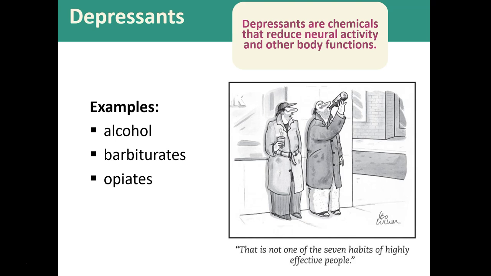I just want to mention that your book points out that there are three main categories of drugs. There's what's called depressants. These drugs are chemicals that reduce neural activity and other body functions, so they slow everything down. Some common examples would be alcohol, barbiturates like sleeping aids, and opioids.